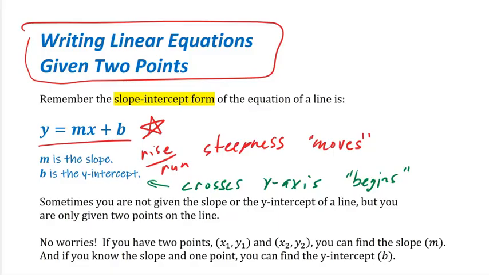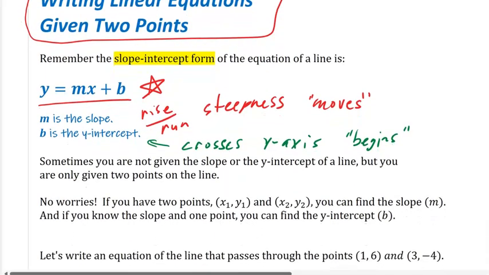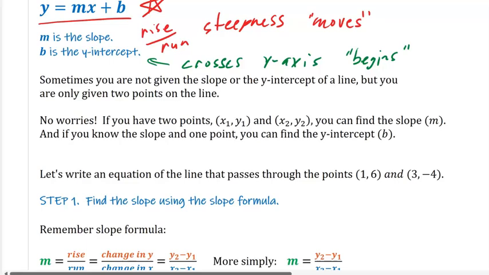You're only given 2 points on a line, and you are tasked with the job of writing the equation of that line in slope-intercept form. No worries. We have these 2 points. We have our first point, x1, y1, and we have x2, y2. So we can find the slope, as long as we have 2 points, because 2 points make a line. You can connect any 2 points with a line, and you can find the slope of that line. And then, if you know the slope and one of those points, you can find the y-intercept.